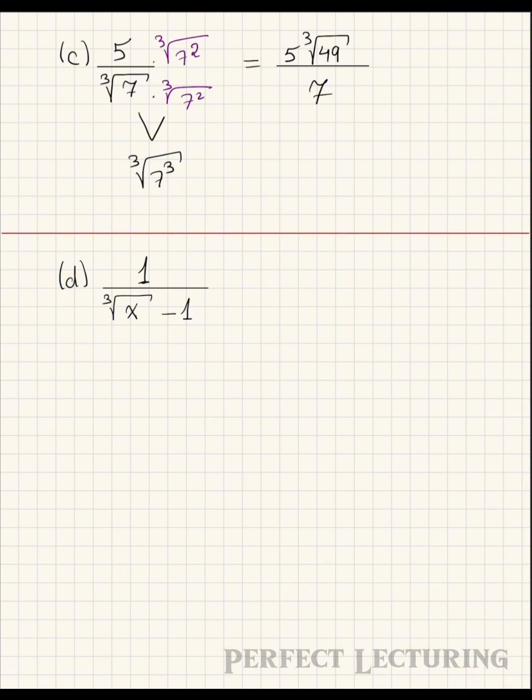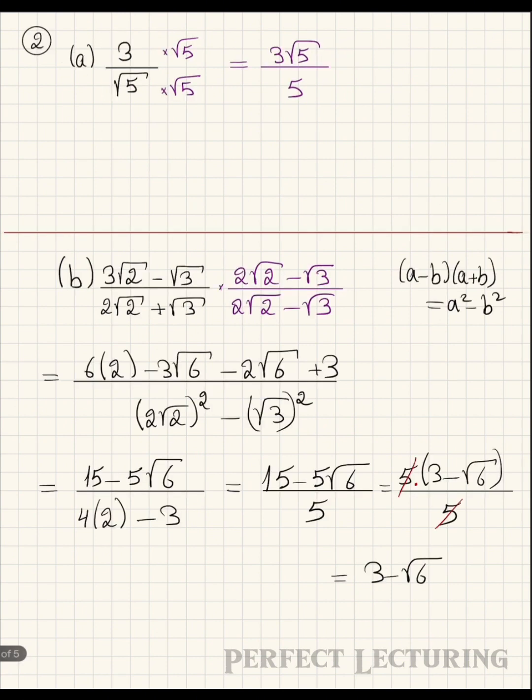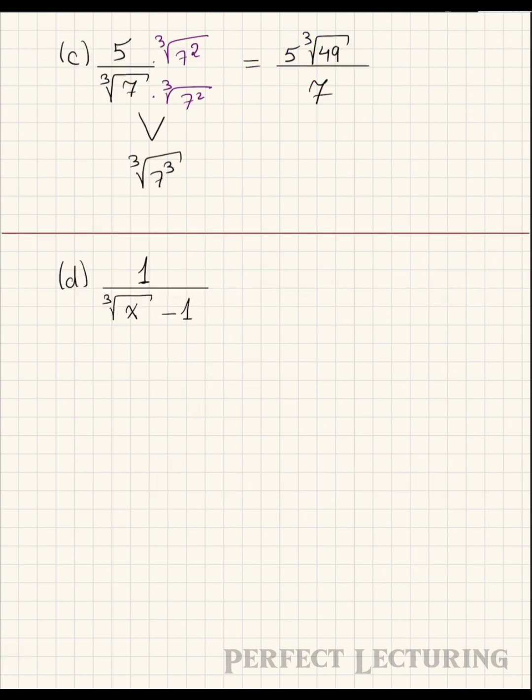Finally, for part D, again, this is another common mistake. We cannot multiply by the cubic root of x plus 1 up and down. This doesn't work. It only works in the case of a square root. So what do we do here? Well, our goal is to convert this term into something like the cubic root of x, all of it to the power of 3, in order to be able to cancel the radical.